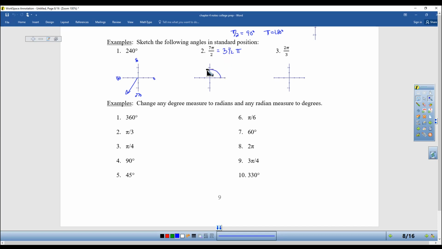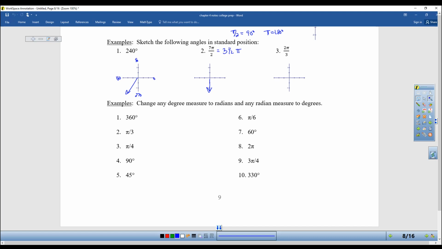So here's 2 of the pi's, right? All the way around is 2 pi. And then 3 pi would go around again. And then a half of a way around here. That's where I landed. But that's not how you draw an angle. So to draw the angle, you would just draw it right here. That's 7 pi halves.